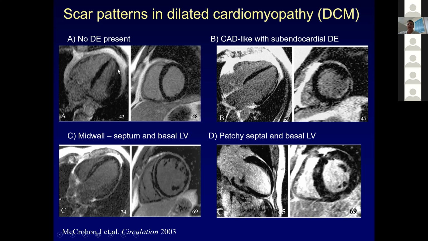In normal myocardium, there's no delayed enhancement. In this instance, with coronary disease and prior MI, there's a subendocardial distribution of scar that you can see here. And then in DCMs or sarcoids, you can see this patchy mid-wall stuff or patchy septal and basal LV scarring. And this is much more challenging to map and maybe even elude our normal contact-based mapping approach.